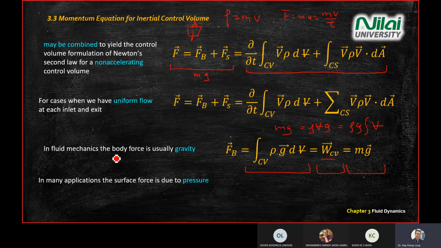And then we have dealt with body force already. The second one is surface force. Remember, surface force is always due to the pressure. The force here is F. Body force here is also F. Body force is gravity. Surface force is pressure. And then recall the equation for pressure. Pressure equals force divided by area.